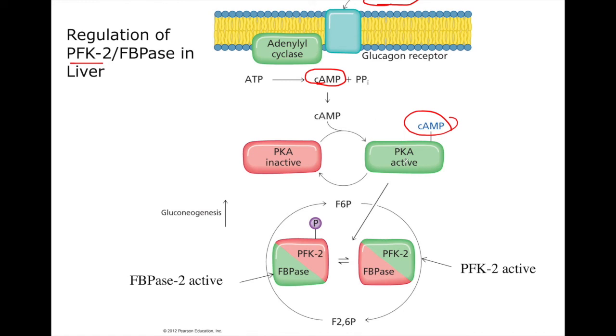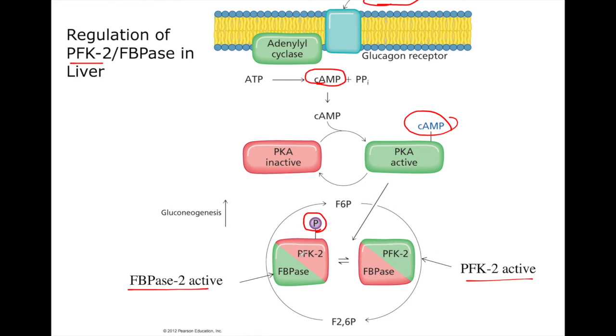Cyclic AMP binds and activates PKA, and PKA is a kinase, so it phosphorylates our bifunctional enzyme. When it phosphorylates the kinase domain, which you can see here, the phosphatase is active. So by phosphorylating the kinase domain, it inhibits the kinase domain and activates the phosphatase. When there's no glucagon, PKA is not active and this is not phosphorylated, then the kinase domain is active.